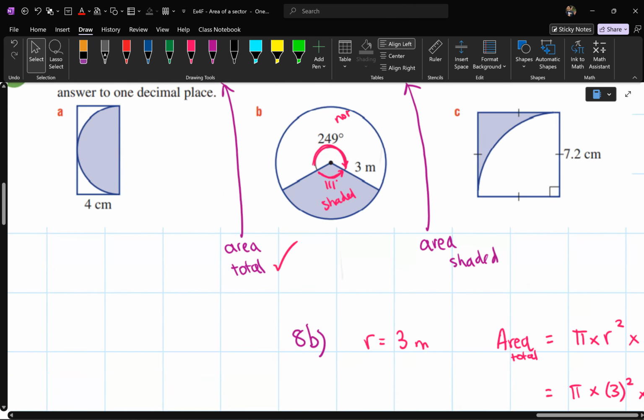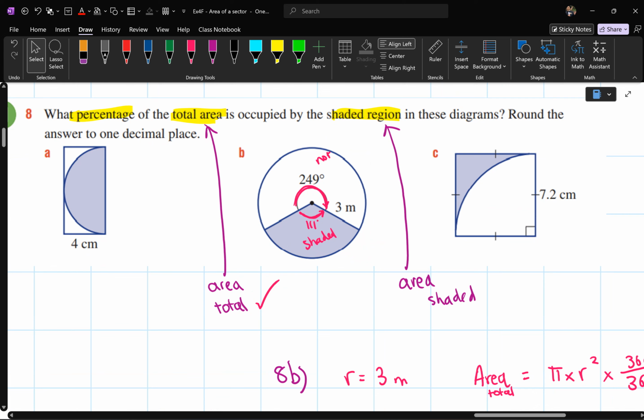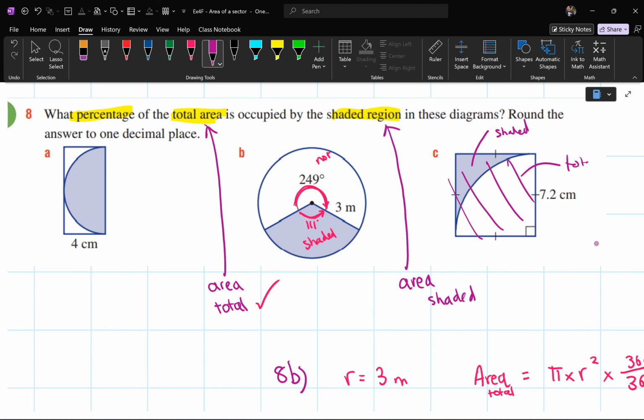Hopefully that answers your query. Your aim is to find the area of the shaded region, and then the total area. So you need the total. And to find a percentage, it is the shaded divided by the total space that you could shade, and times by 100 to change it to a percentage.